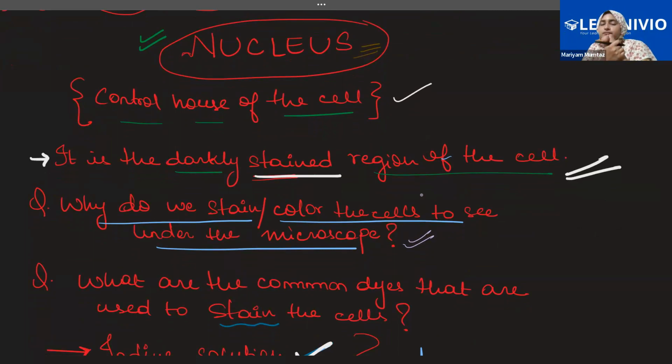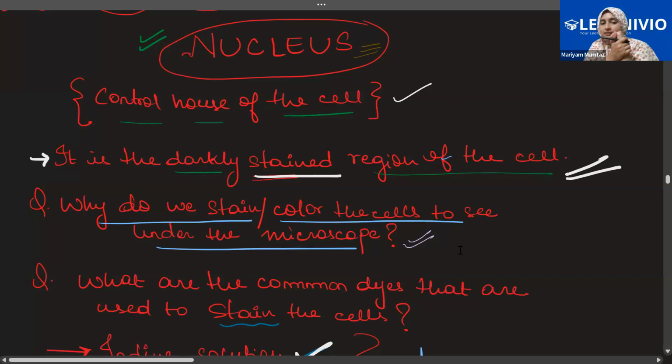Now see, students, I'll tell you one thing: whenever we need to see any cell under a microscope, mostly, what do you think would be the color of the cells? Blue, because of the stain. In originality, the cells are colorless. They have no color. So if something is colorless or transparent, we won't be able to see it, right? So in order to visualize the cells, we stain them. We color them so that we can see them.